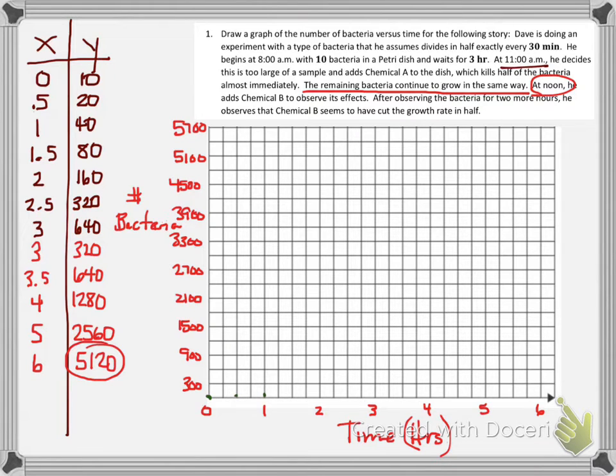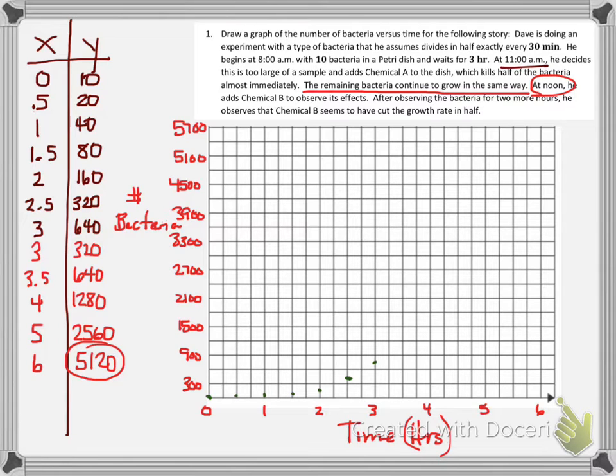After 1.5 hours, there's 80, a little farther up, but not far. After 2 hours, 160. Well, 160 is about halfway between 300 and 0. Oops, I need to move over one. After 2 hours, about halfway up. Okay, getting there. After 2.5 hours, it's 320, so just a little bit above 300. Maybe in there. After 3 hours, it's 640, a little bit above 600, so maybe in there.